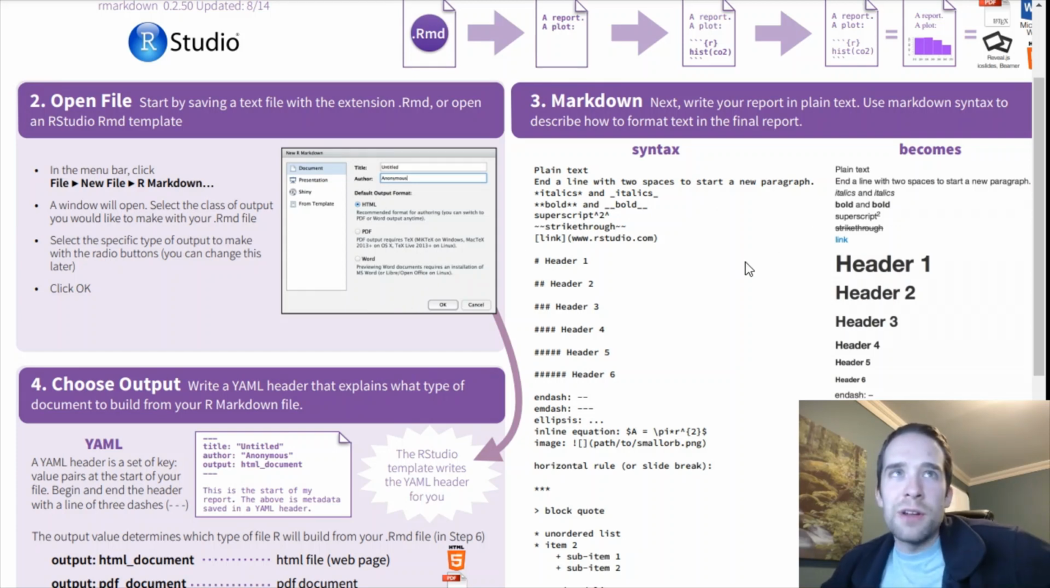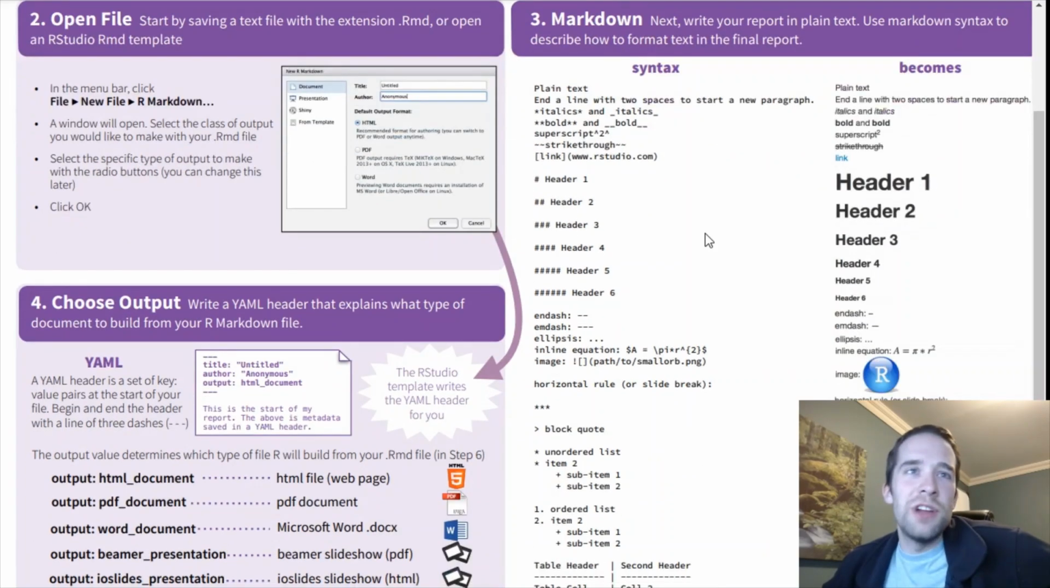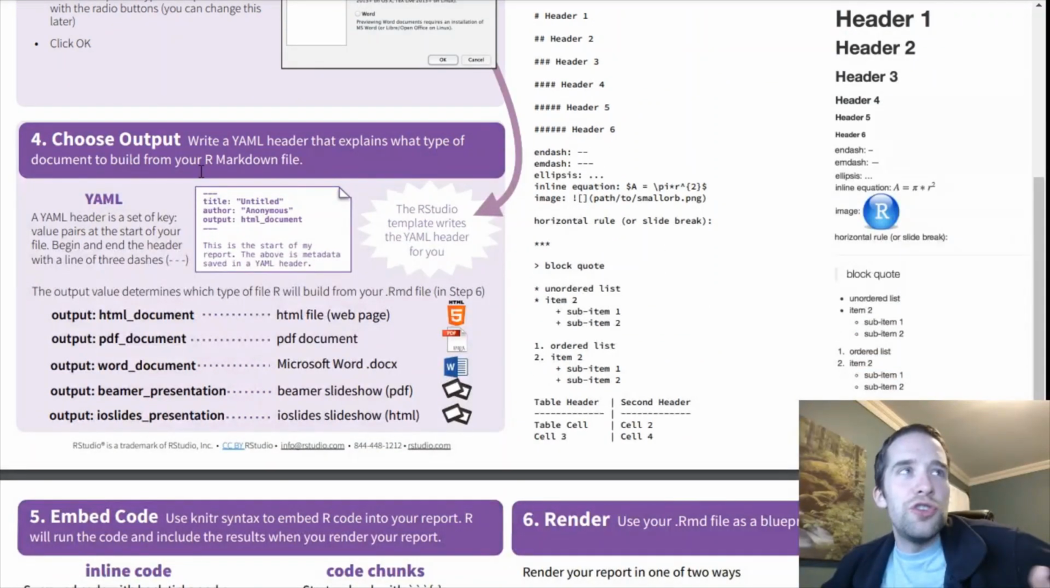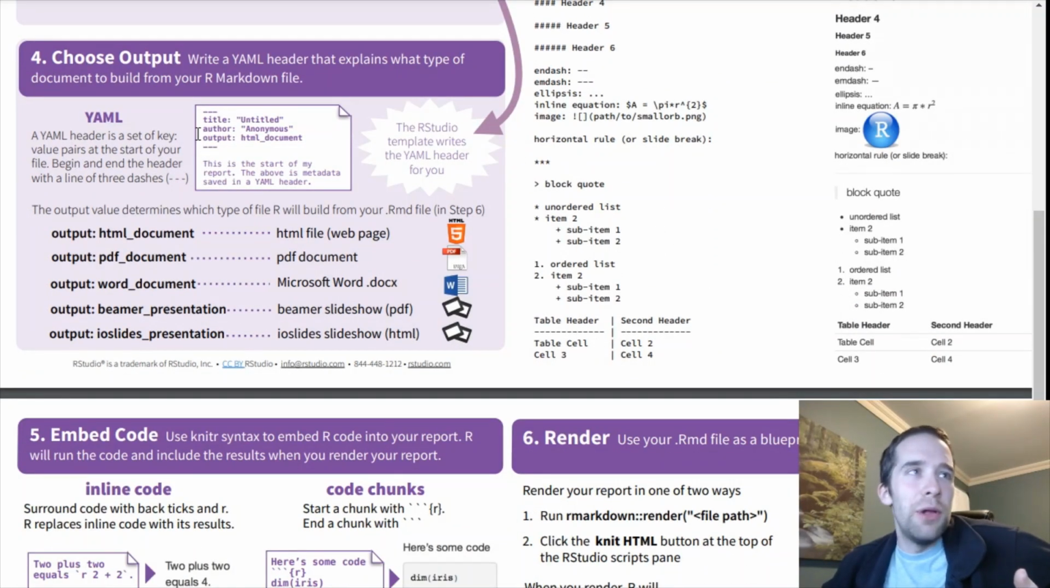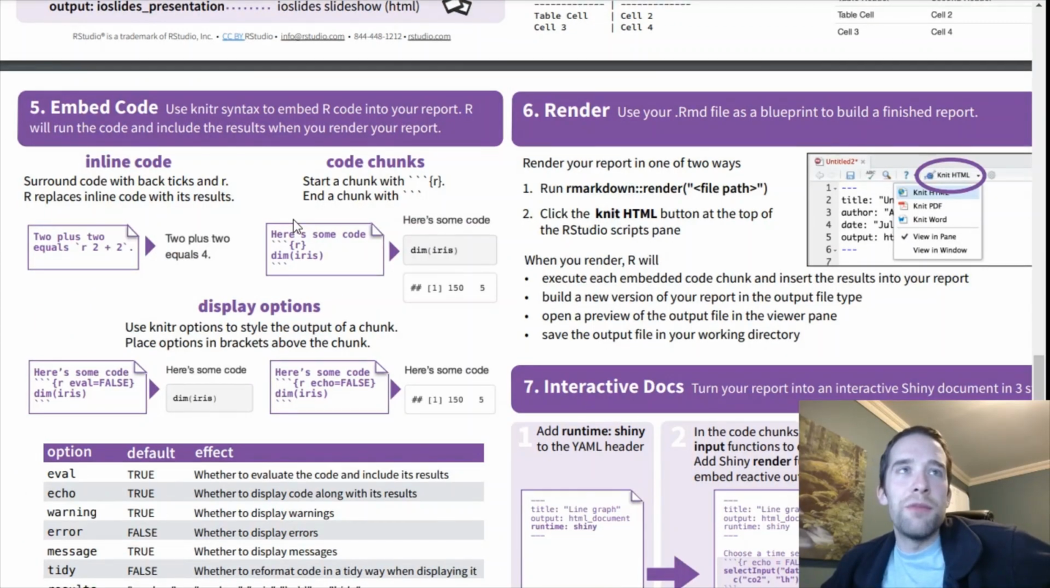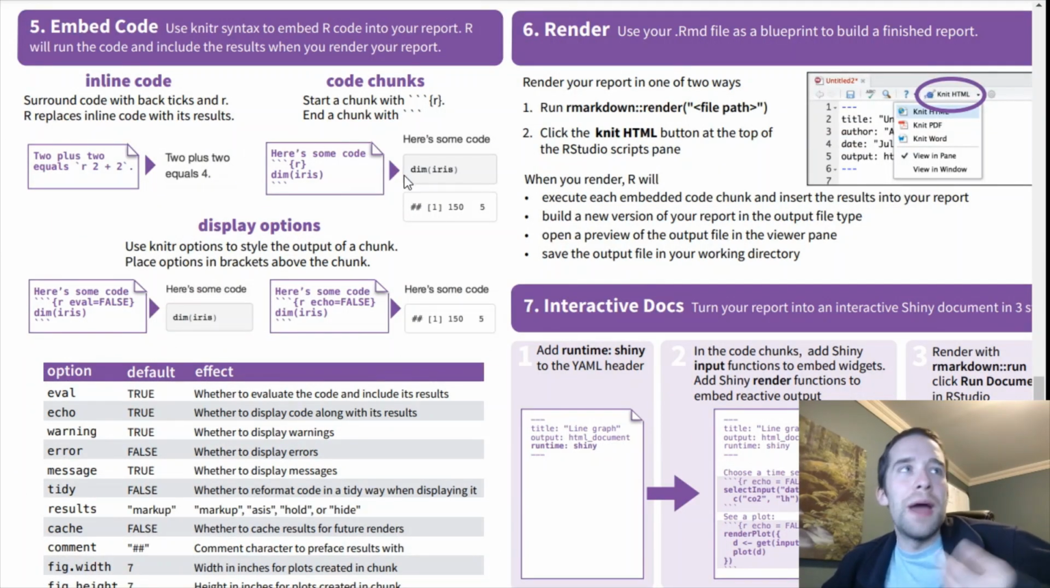Basically, all of the Markdown that I showed you can be found right here as a reference. There's a few things I left out because I don't personally use them as much, but any of the syntax that you would want can be found here. You can choose your actual output inside of the YAML header. And now, it doesn't even necessarily need to be a document. It could be a Beamer slideshow or an ioslides presentation. It's very customizable.